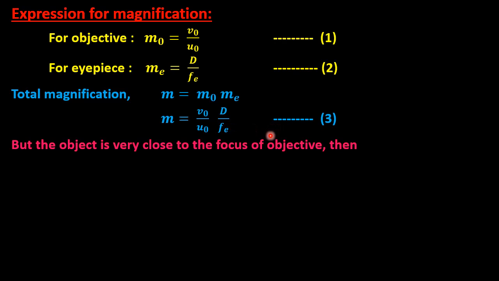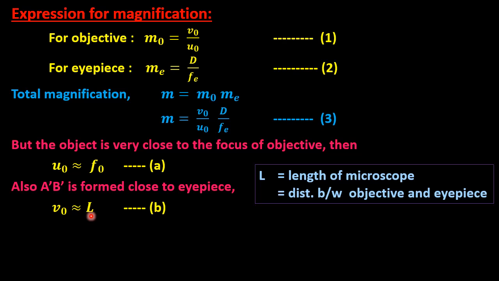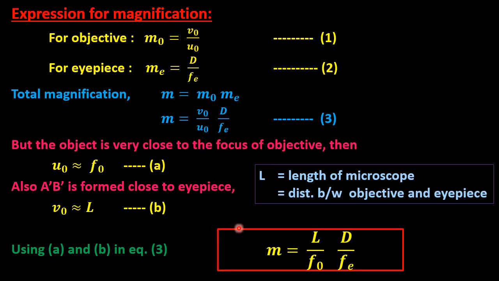Now there is an approximation here also, as the object is very close to the focus of the objective lens. So we replace U0 by F0, and similarly the image formed by the objective lens is close to the eyepiece, so for that reason we replace V0 by L, and here also L is the length of the microscope. Then using equations A and B in equation number 3, we get the magnification expression as L by F0 into D by FE. This formula you have to remember, and the derivation part also.